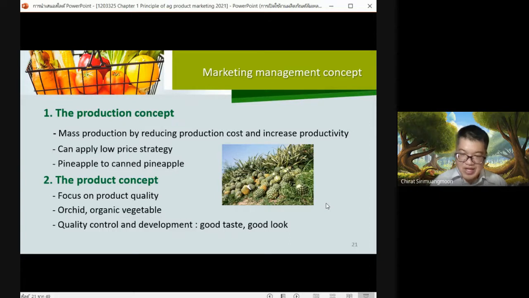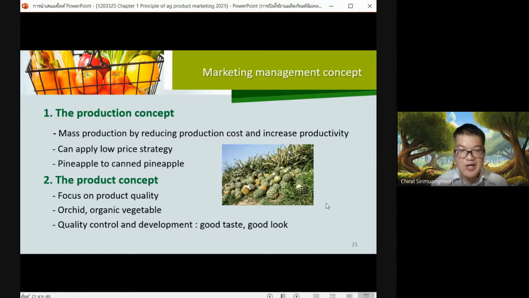For example, for creating canned pineapple, we need a low price for the fresh pineapple, because after we process it into canned pineapple, the price will increase. We need to reduce the initial cost. So we need to have some contract farming with the pineapple farmers. So in this case, it's used for mass production.